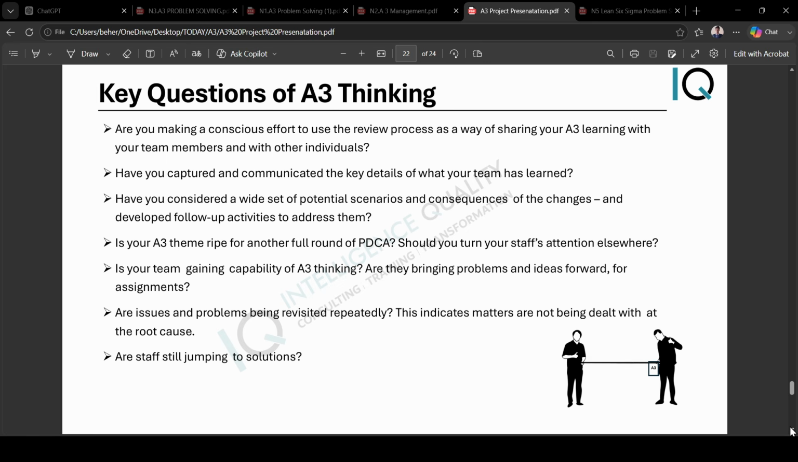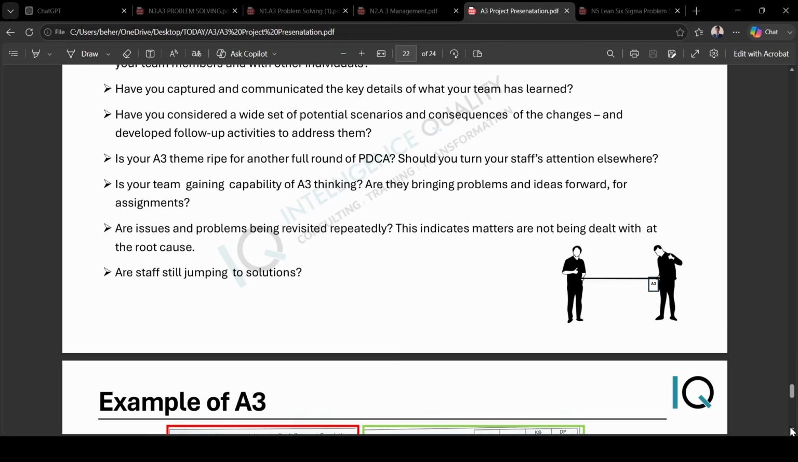Should you turn your staff's attention elsewhere? Is your team gaining capability in A3 thinking? Are they bringing problems and ideas forward for assignment? Are issues and problems being revisited repeatedly? This indicates matters are not being dealt with at the root causes. Are staff still jumping to solutions?